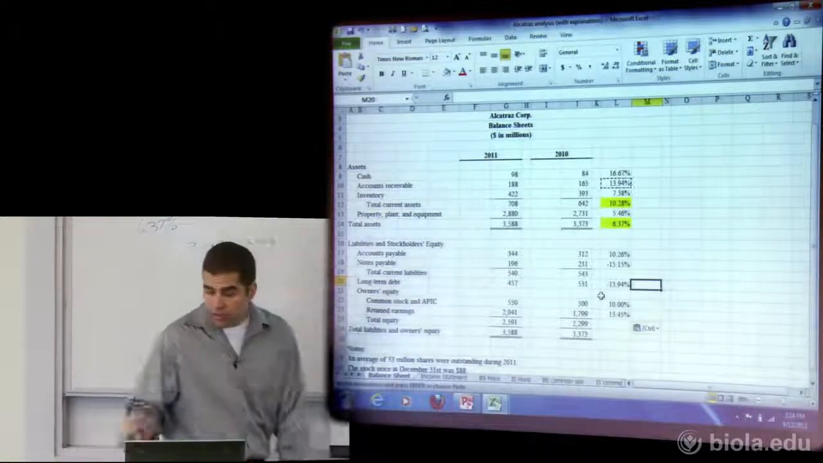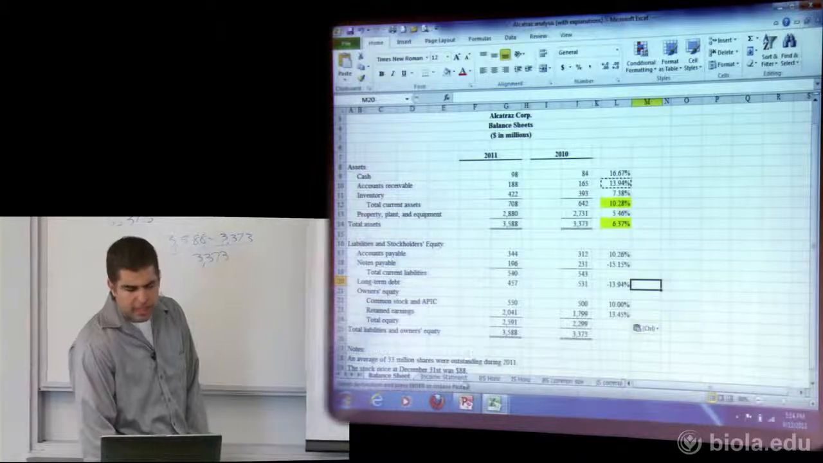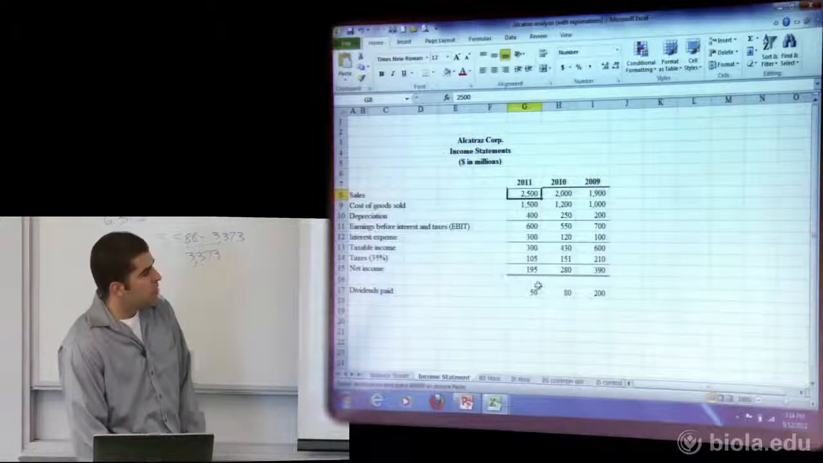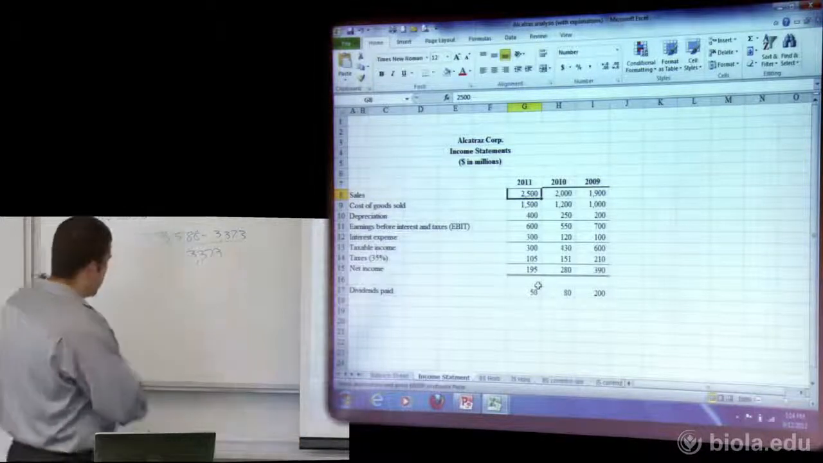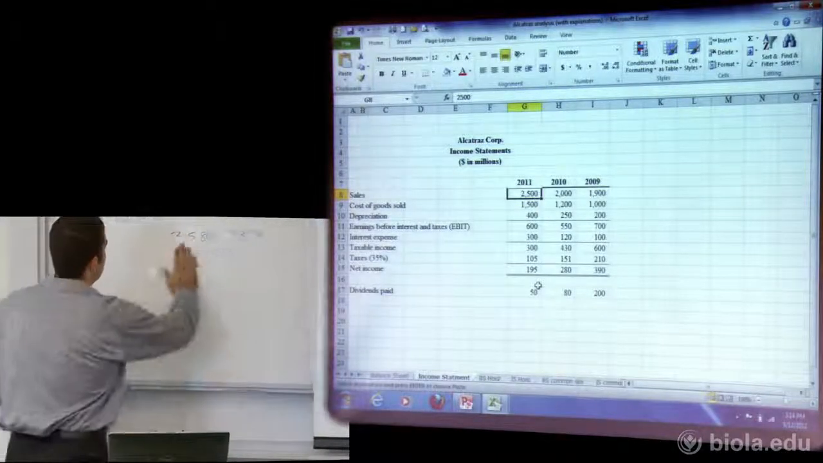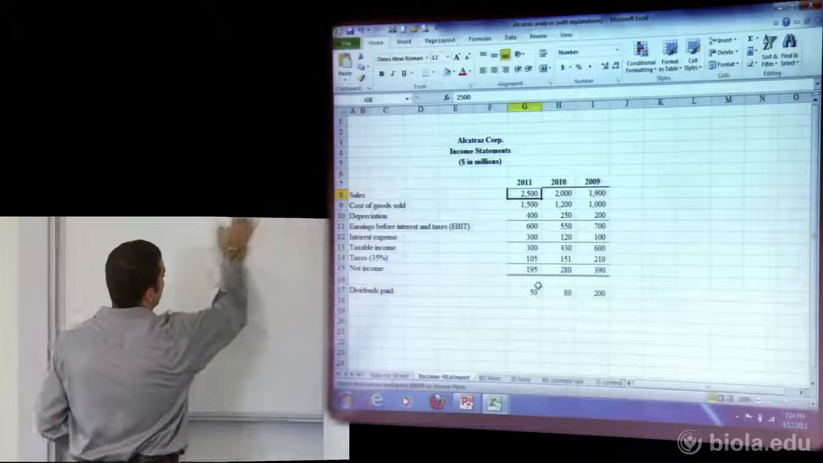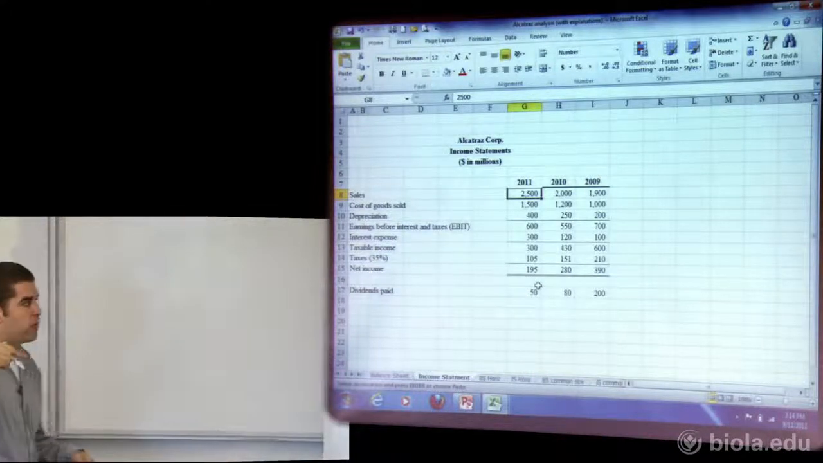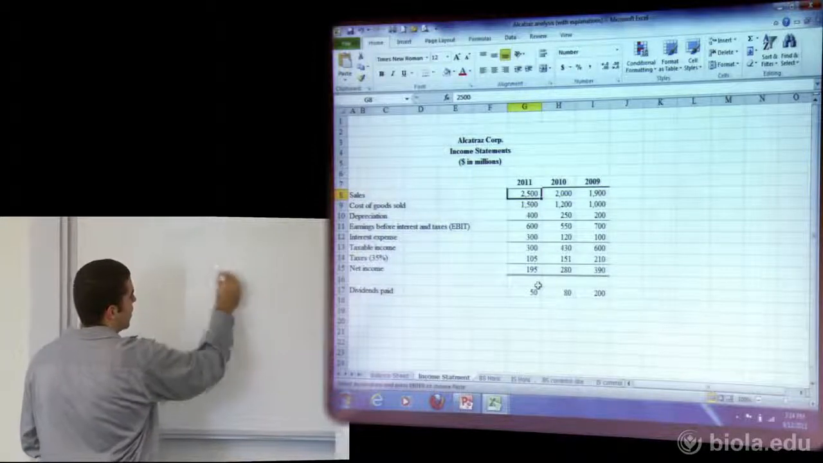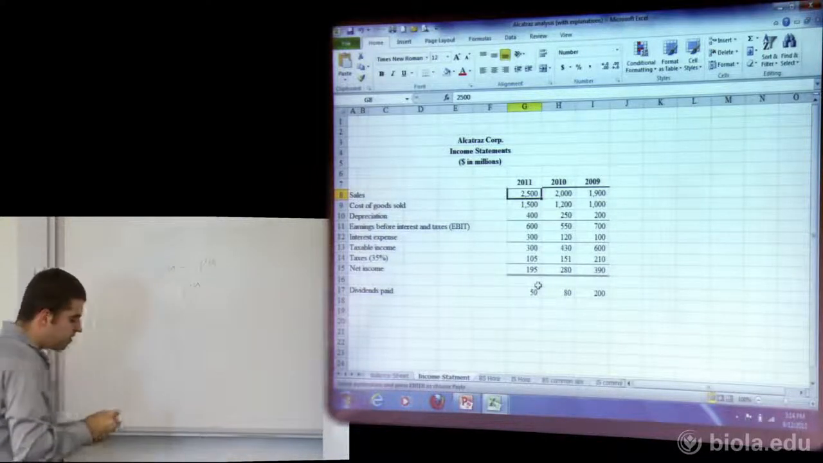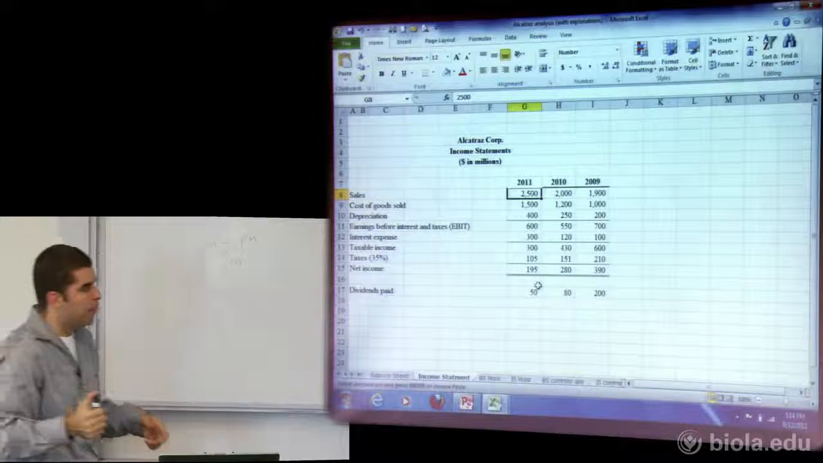Okay, we could do the same thing for the income statement, and we might have a little bit more interesting information on the income statement. So here's our income statement year over year. We're going to do a similar format to what we did on the balance sheet, but we need to do current year minus the prior year divided by the prior year. Well, we need to figure out what our base year is. What is our denominator going to be?